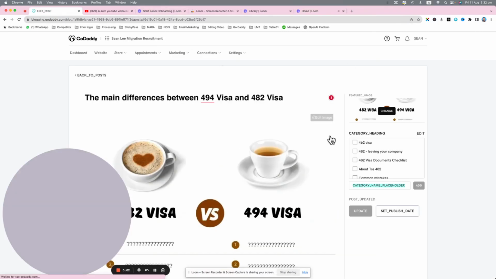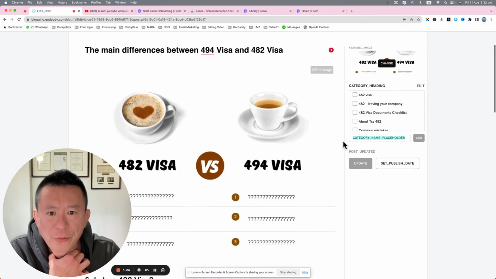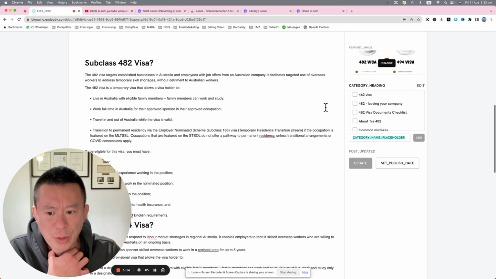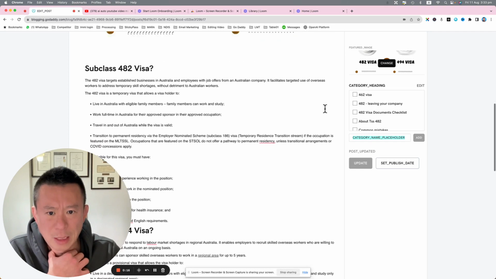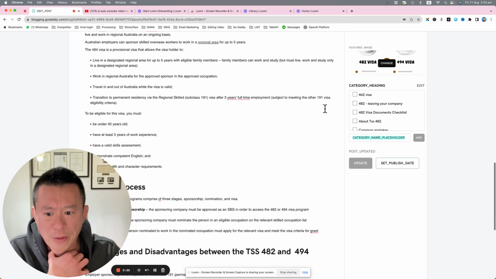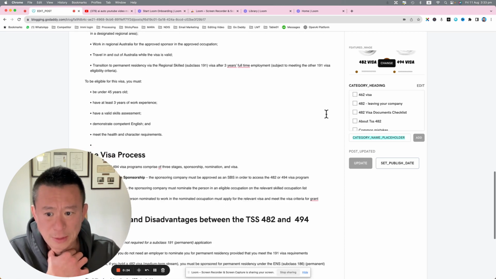Let's have a look at the main difference between the subclass 494 visa versus the 482. Most people know well about the 482. Everyone is talking about the 482. The 482 has no age limit, like the other one does have the 45 age limit, and the 494 doesn't require the English test and skill assessment.